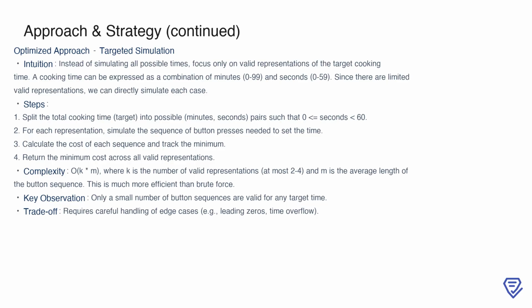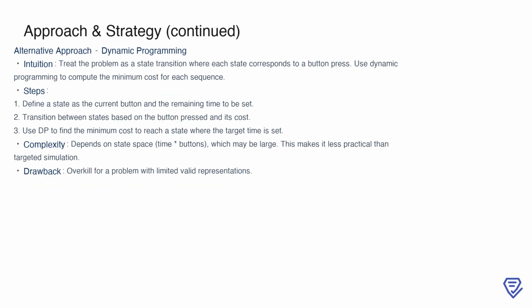to be evaluated. An alternative approach we could consider is using dynamic programming. This method views the problem as a series of state transitions, where each state corresponds to a button press and the remaining time left to set. The transitions account for the cost of pressing the same button consecutively versus switching to a different button. By defining the states in this way, we can use dynamic programming to compute the minimum cost to reach a state where the target time is fully set.